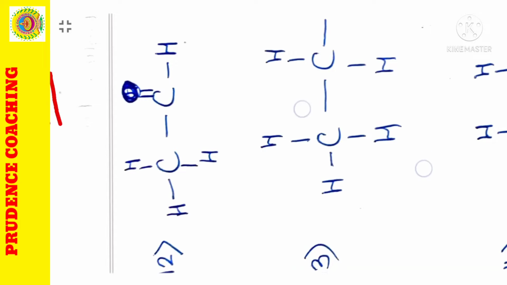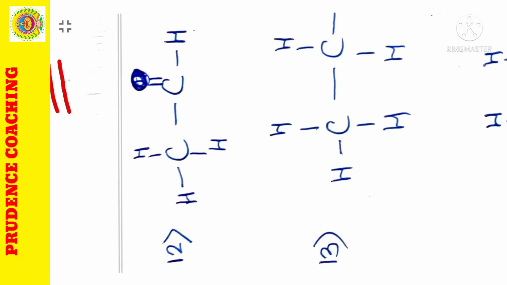Now let us start with number 12. So here the difference between 10, 11 and 12 is, here we have H instead of OH, and here we have O attached with the end carbon. So this means this thing is of aldehyde. So let us go through the functional group aldehyde.